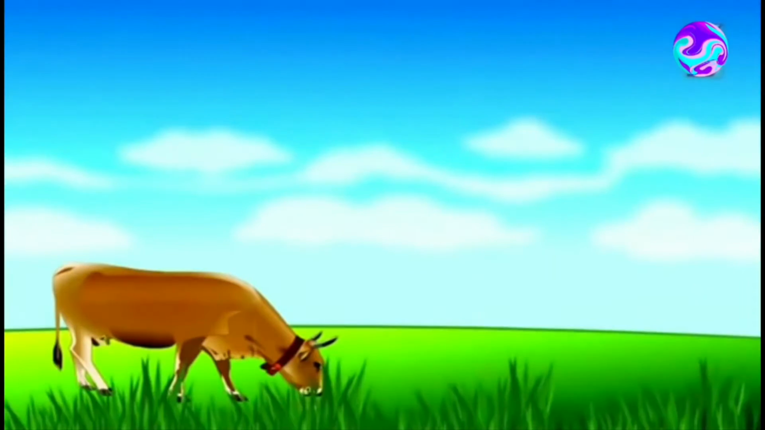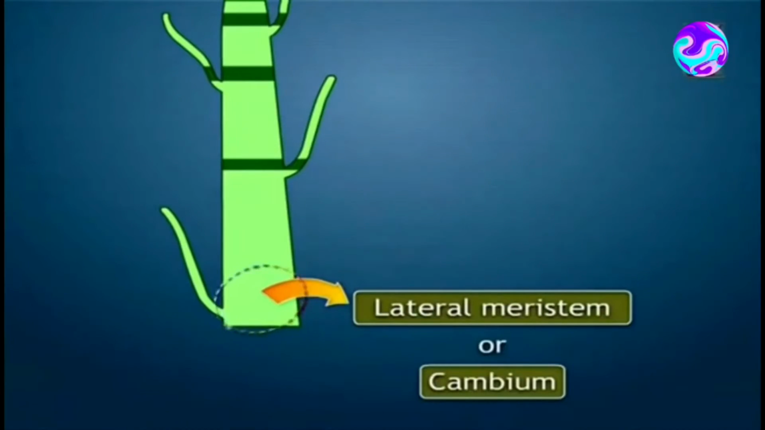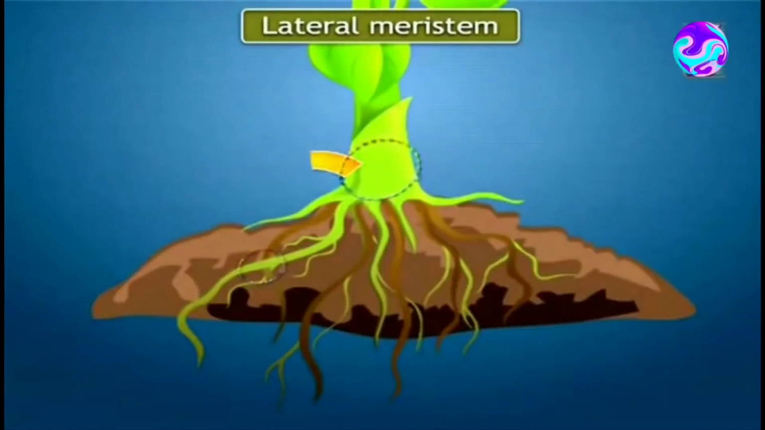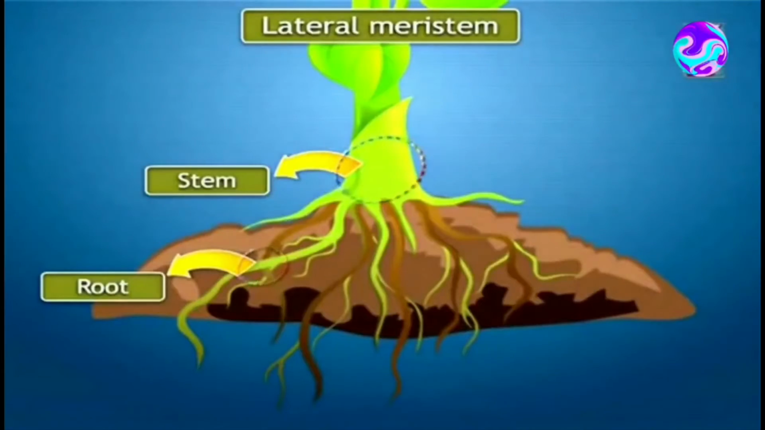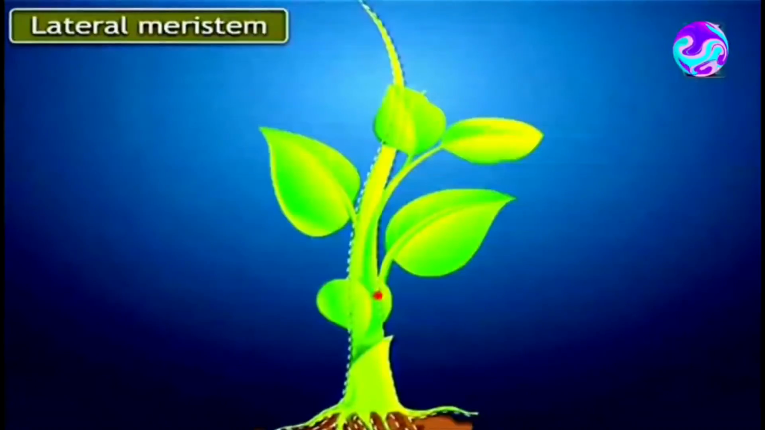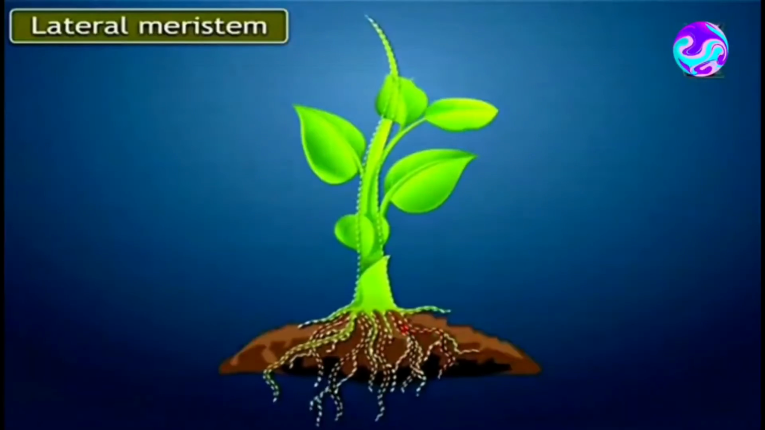Now lateral meristem or cambium meristem. Such tissues are present at the radial portion of the stem or root. They are responsible for the secondary growth, or growth in the thickness of a plant, which occurs because of the lateral meristem tissues.